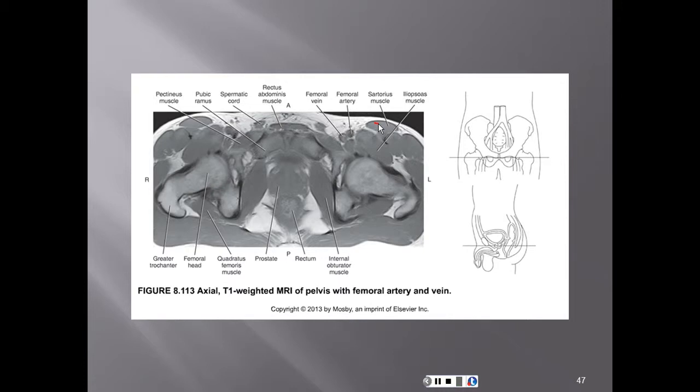It's right there. The iliopsoas muscle, the internal obturator. Again, of course, the internal obturator is internal to the obturator. That's why it's named as such. The rectum, prostate, and the greater trochanter. Right there is the greater trochanter.